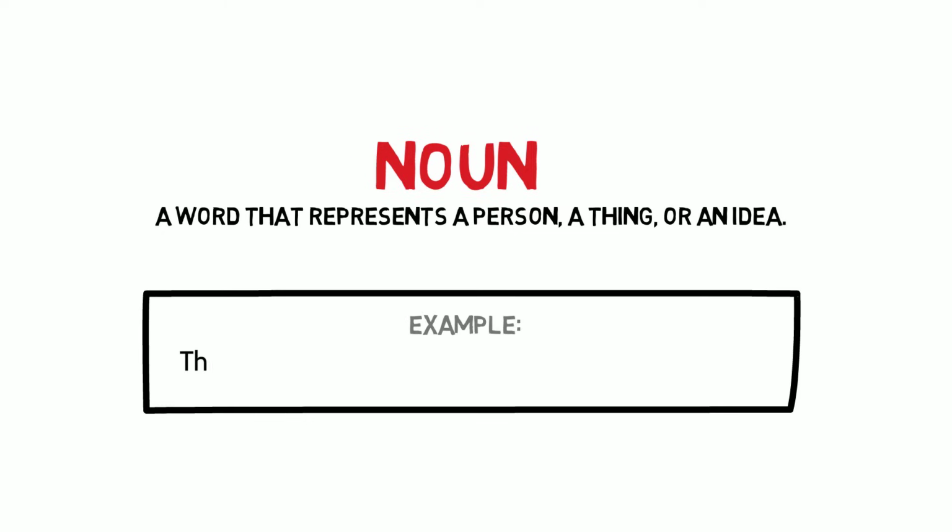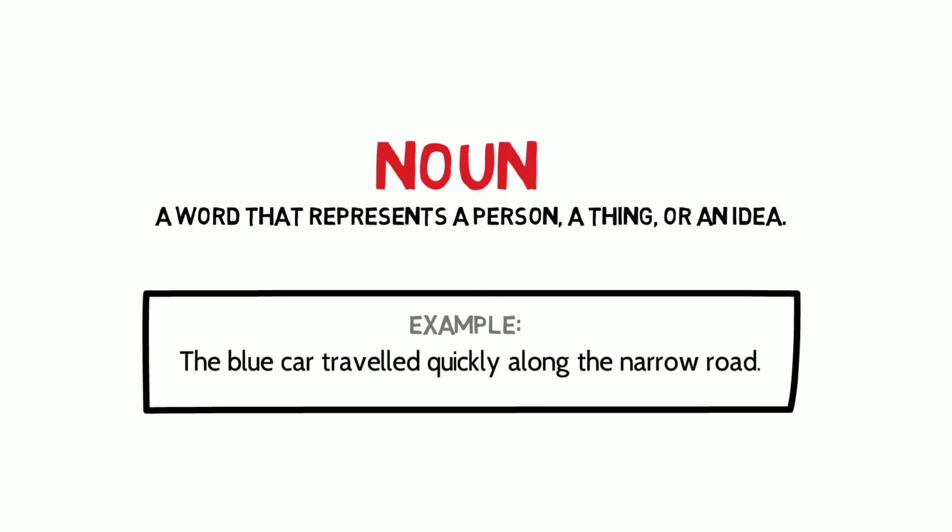Let's start with nouns. A noun is a word that represents a person, a thing, or an idea. So a noun is an object in the sentence. Let's look at an example. The blue car travelled quickly along the narrow road. Here, there are 2 objects, the car and the road. So these 2 words are the nouns in this sentence. They are the things.